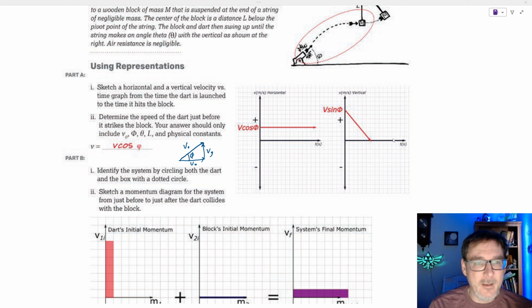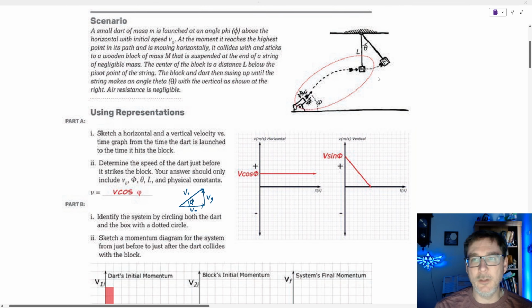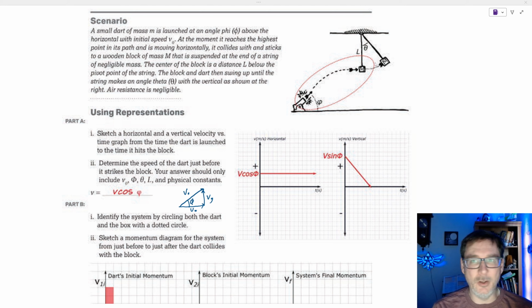Part B, identify the system by circling both the dart and the block with the dotted line. Done. So here we go. It's a little vague. Should I have included this one? I don't know, but I didn't. I think it's because this is sort of looking into the future a little bit. Like when you started out, the block is hanging there and the dart is down there. So that's why it was drawn the way it was.